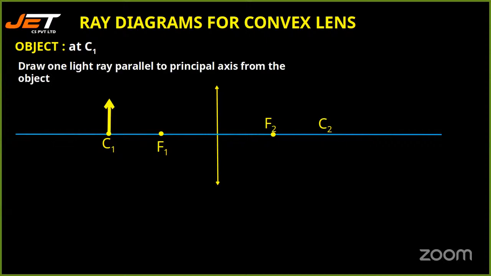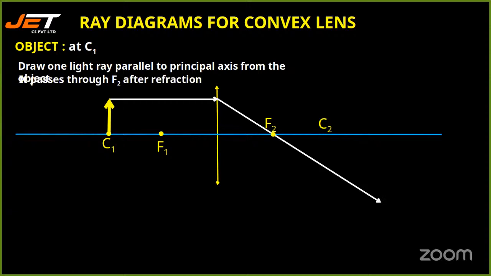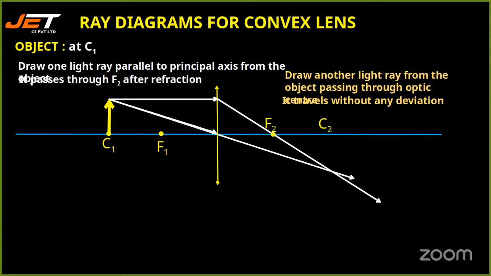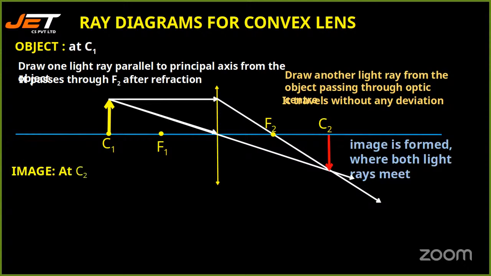A light ray will be passed parallel to the principal axis from the object. It gets refracted and passes through F2 point. Then there will be another light ray that is passing through the optical center, and the light ray will go undeviated, and the image is formed when these two rays meet. Image is formed at the point where both light rays meet. And the image is formed at a point called C2, which is the center of curvature.